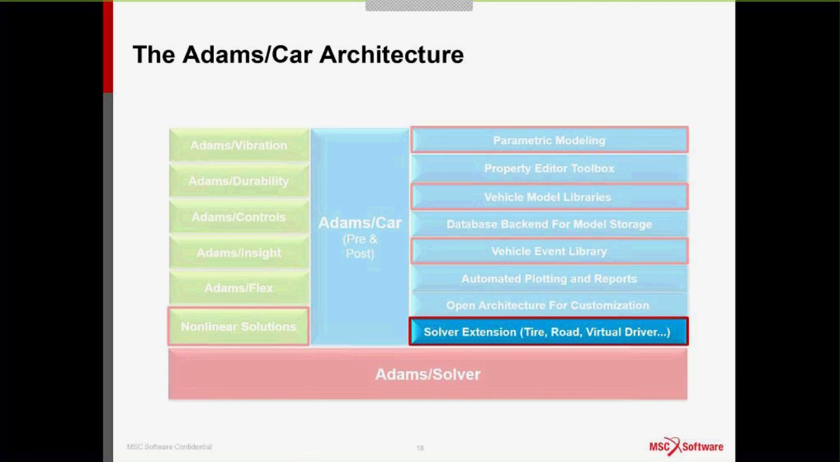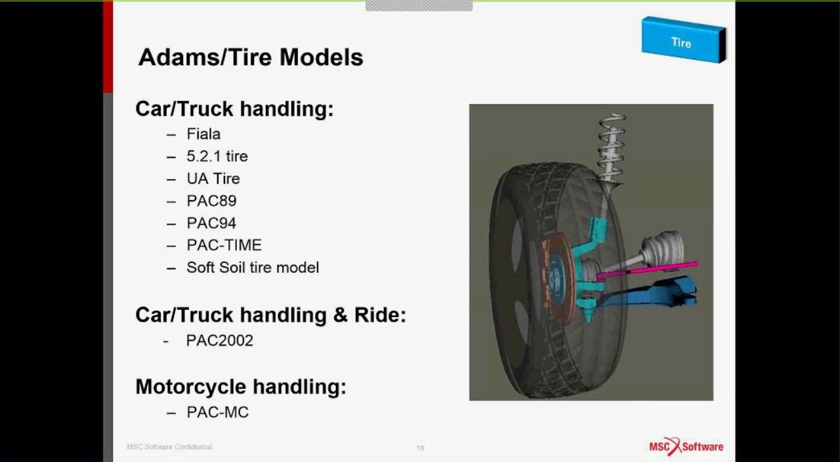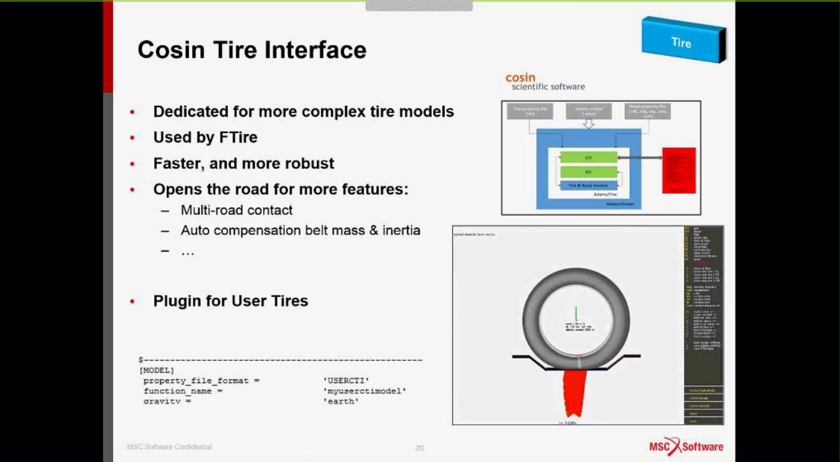And then looking at some of the solver extensions, so Adams tire models. There's a variety of tire models available to the Adams user that come with the Adams package. You can see them listed here. In addition, of course, we have the F-tire from Cosin, and we've adopted the Cosin tire interface. So this enables us to do more with the F-tire and also to couple with maybe custom tire models that the user may have created or come from somewhere else.